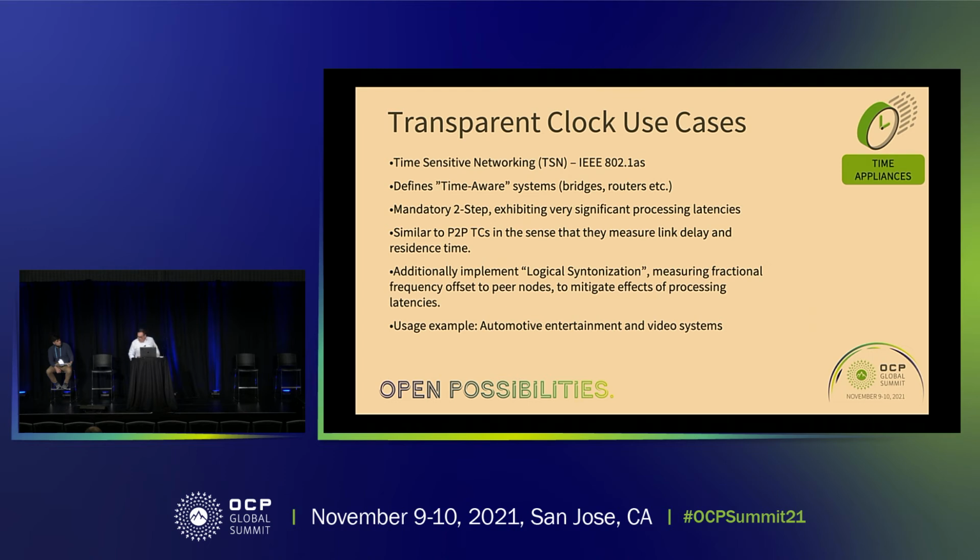The final use case that we want to look at is TSN. TSN is a collection of standards, and one of these standards is called 802.1AS, which is the synchronization standard. This synchronization standard defines something called the time-aware device, which can be, as an example, a time-aware bridge, time-aware router, etc. It requires two-step. And they have some similarities to a peer-to-peer transparent clock in the sense that they measure both link delay and residence time.